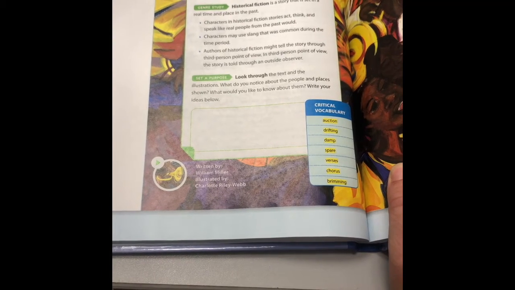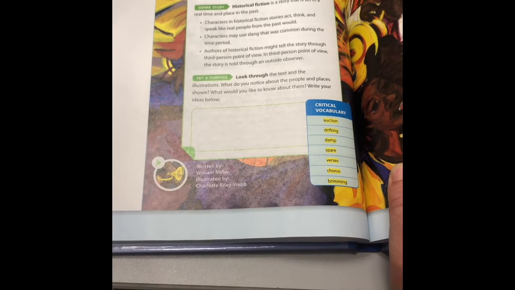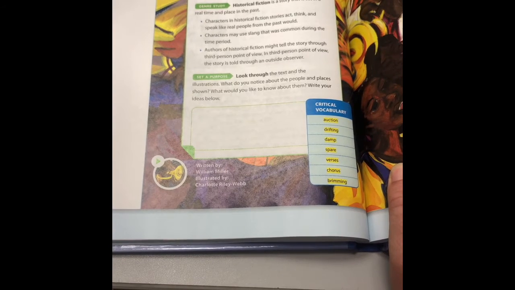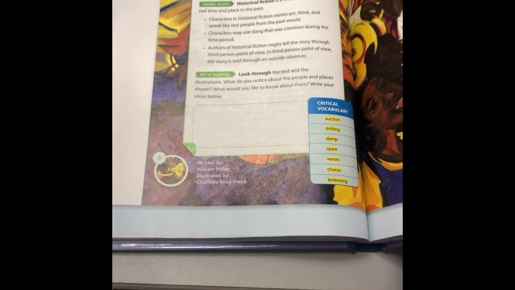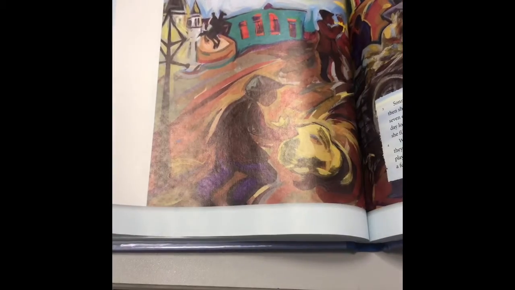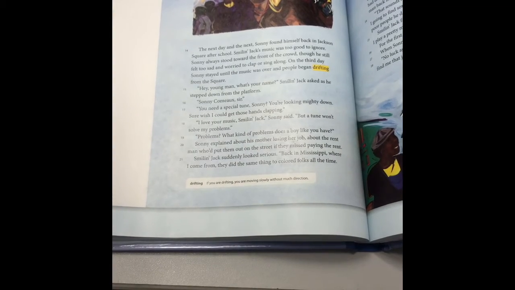Let's look at the illustrations in the story. So flip through the illustrations. Can you explain to me anything that you notice about the illustrations? Malaya? They're playing music, okay, what else? Flip through all the pictures. What, Gabby, say that again?